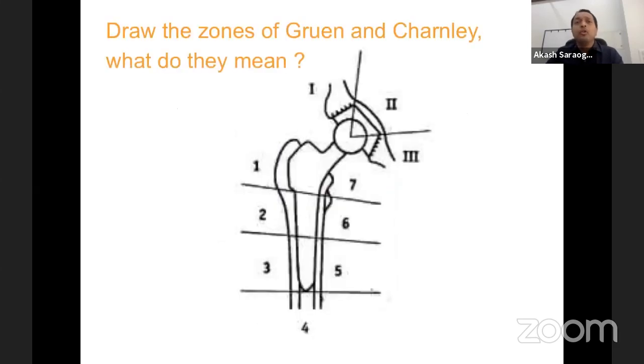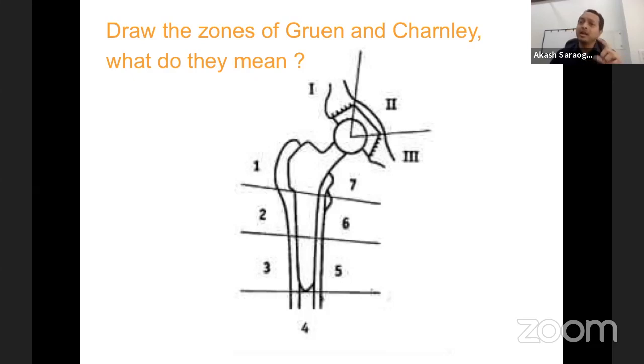Okay, we all know about the Gruen and Charnley zones. I'm not going to go into much detail on this. We know zones 1 to 7. One thing which will be asked of you: everyone talks about the Gruen zones, but no one talks about Gruen's modes of femoral loosening.